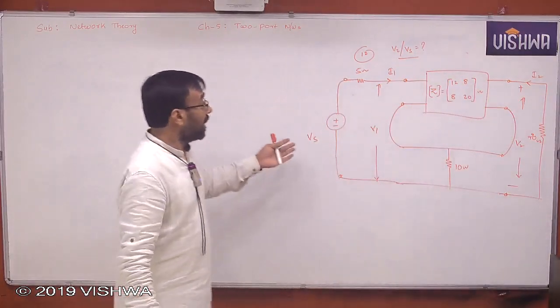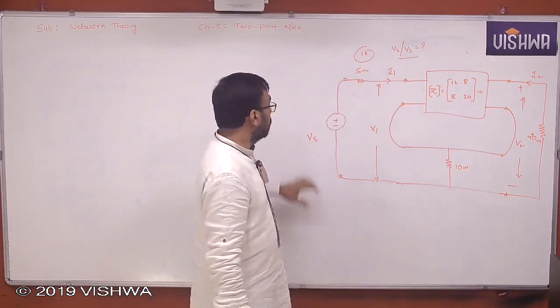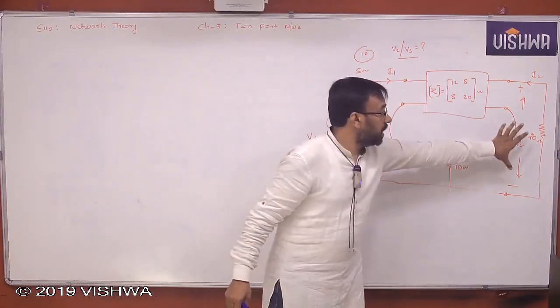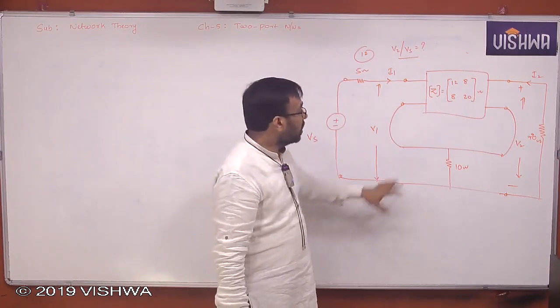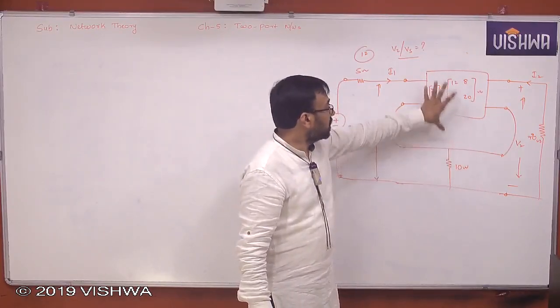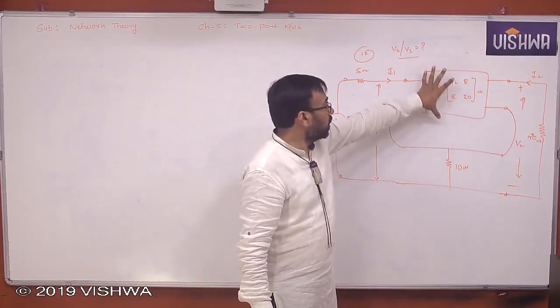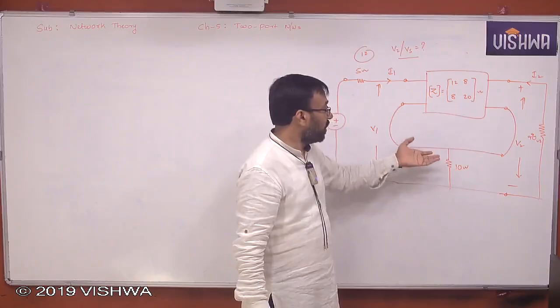Coming to the 12th problem, you see he is asking V2 by Vs, Vs and this is V2. The ratio is asked, just like in the previous case, but the only difference is what? Here two two-port networks are presented which are connected in series. One two-port network is described by Z parameters. The other two-port network we do not know, but we can find the values.